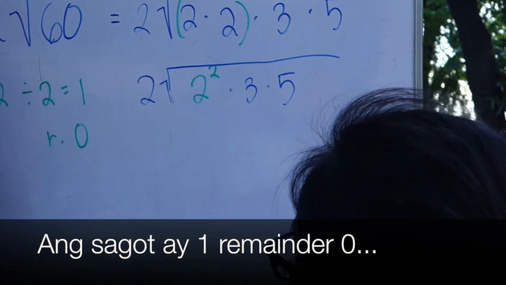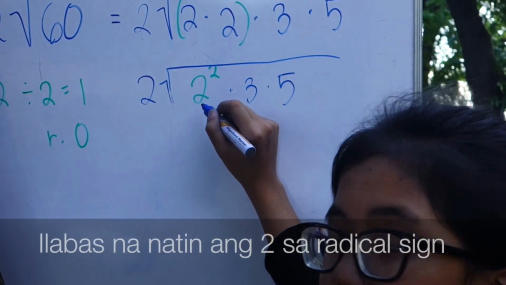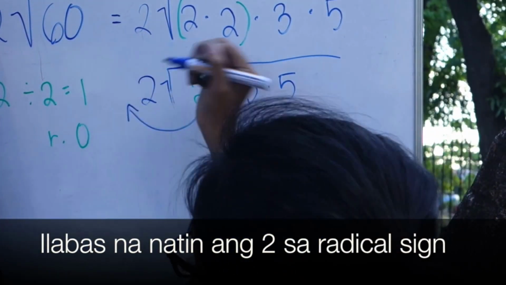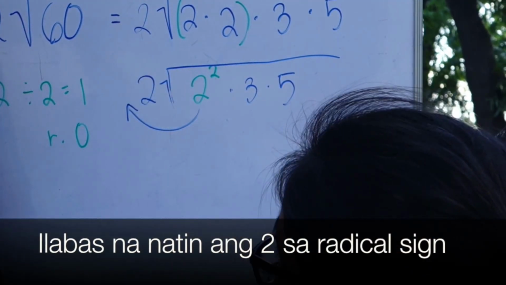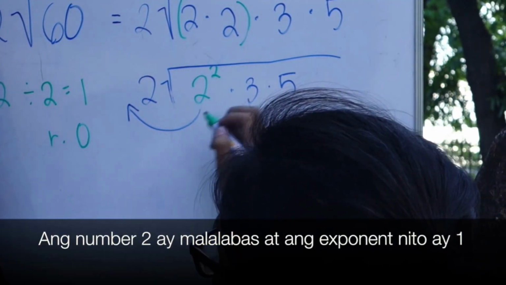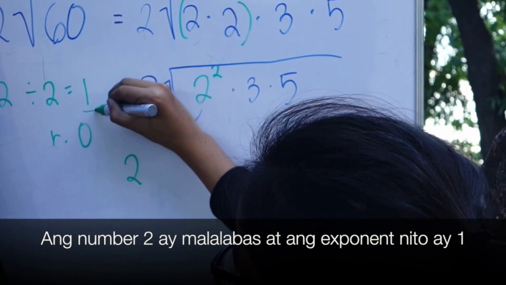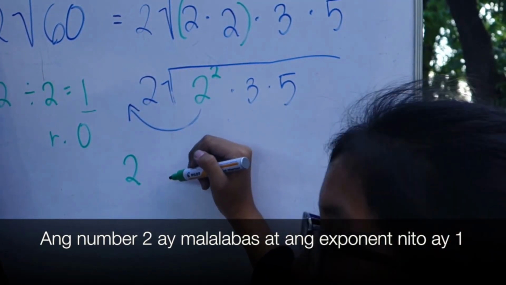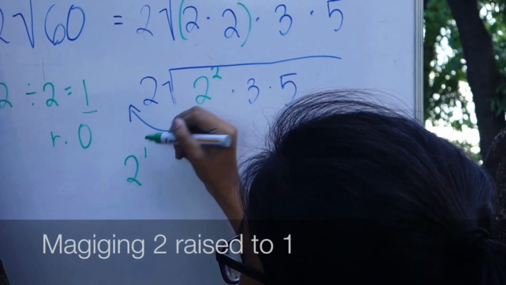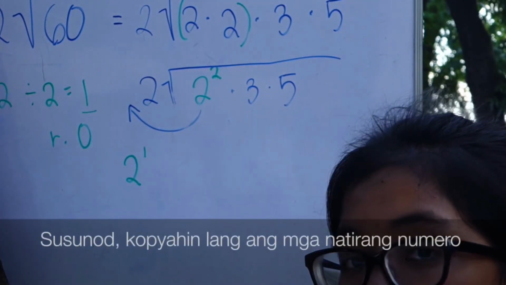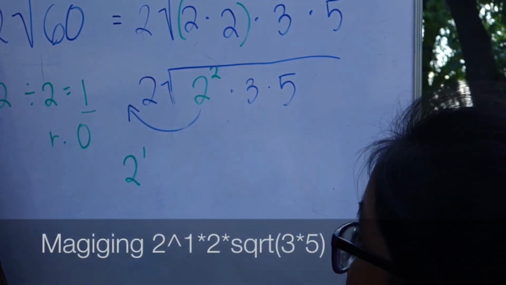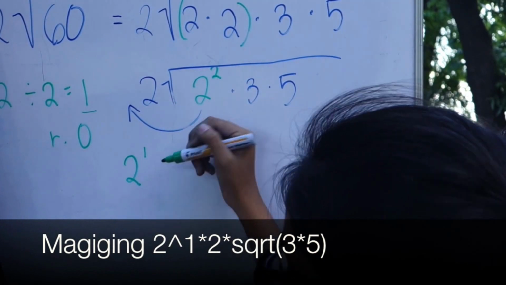Now, next step. We take this out of the radical sign. So we will be moving it out. Then, this number will be out of the radical sign, and this number as an exponent. So, 2 raised to 1. Next step is to just copy the rest. So, this 2 will be here.